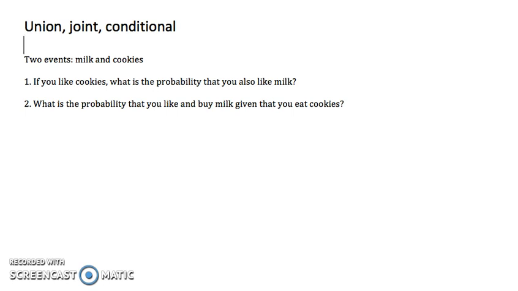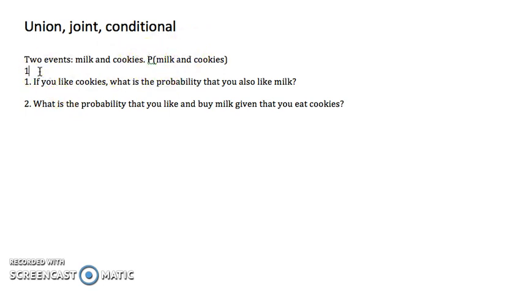Okay, so we have two events. Normally in a problem, it will not say we have two events. You'll have to read the problem and read the question to know what are the relevant events for that particular problem. So we have two events, milk and cookies. A joint probability will be P of milk and cookies. The keyword for joint would be and.